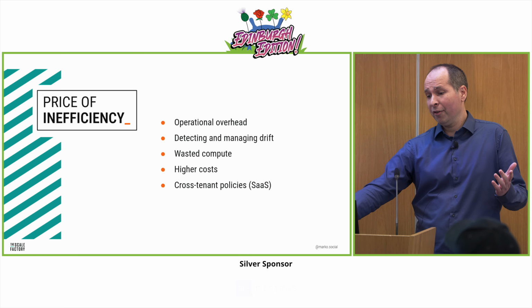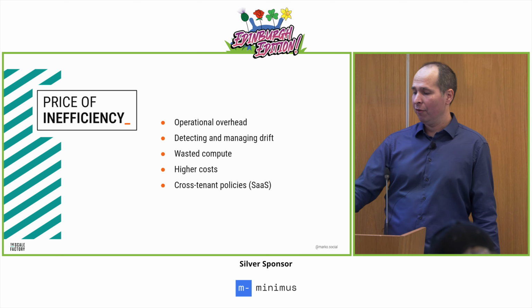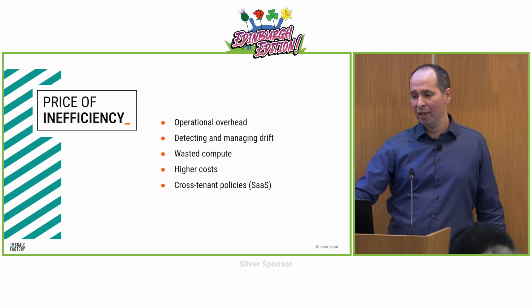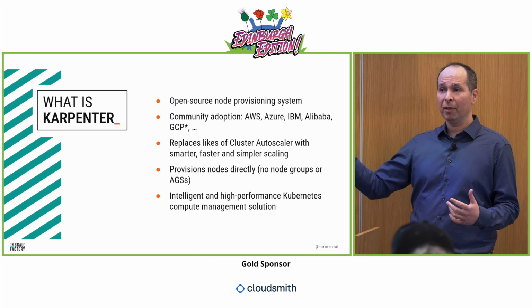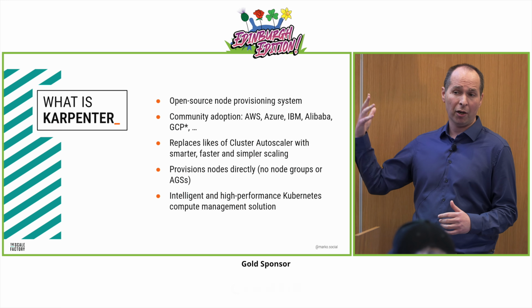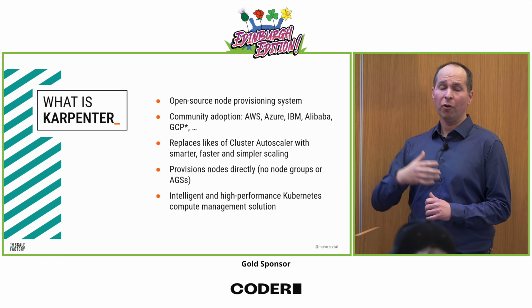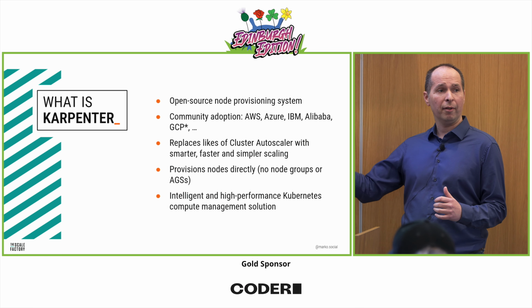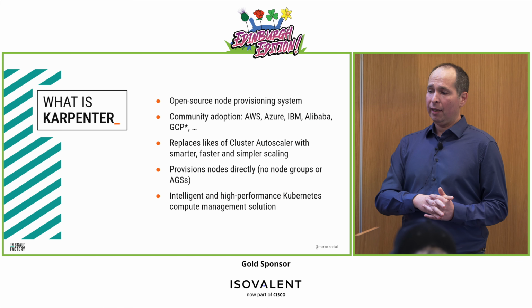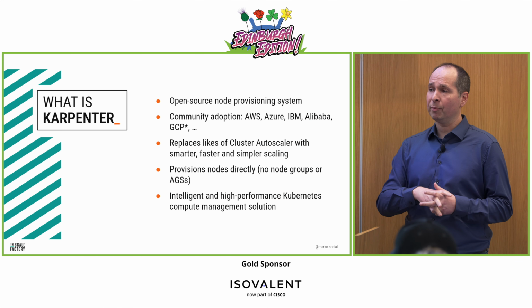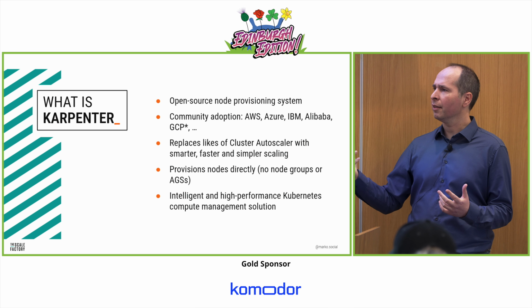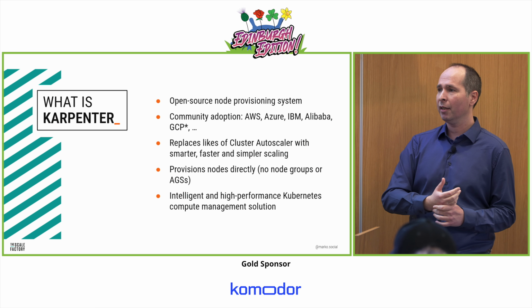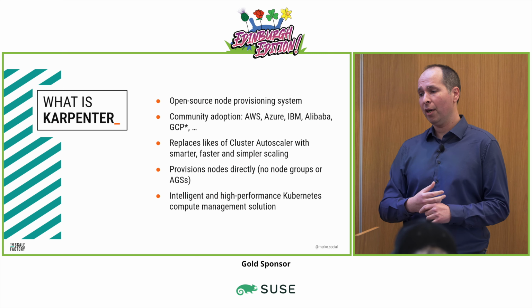So the question here is really, what can you do to address all this? And the argument today will be that you should definitely consider or at least look at something like Karpenter, which is an open source node lifecycle management solution. It was developed by AWS as part of AWS Labs, but it was donated to CNCF, I think, a year back, if I'm not mistaken. So it is part of CNCF now.